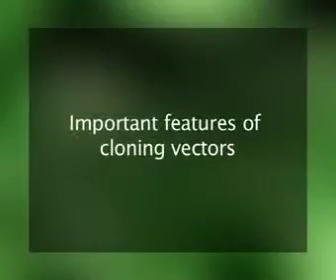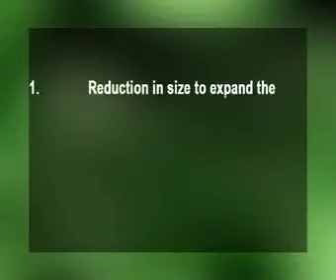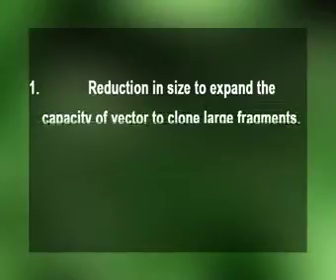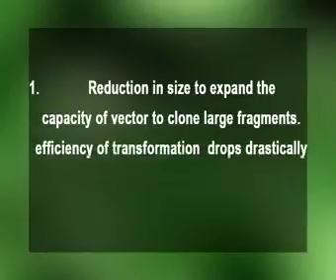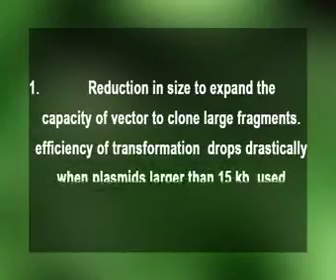Now, we will discuss some important features of cloning vectors. Number 1. Reduction in size of vector to a minimum to expand the capacity of vector to clone large fragments. Since the efficiency of transformation of bacterial cells drops drastically when plasmids larger than 50 kb are used, the size of cloning vector should be small, preferably 3 to 4 kb. In this way, foreign DNA fragments of 10 to 12 kb can be accommodated.